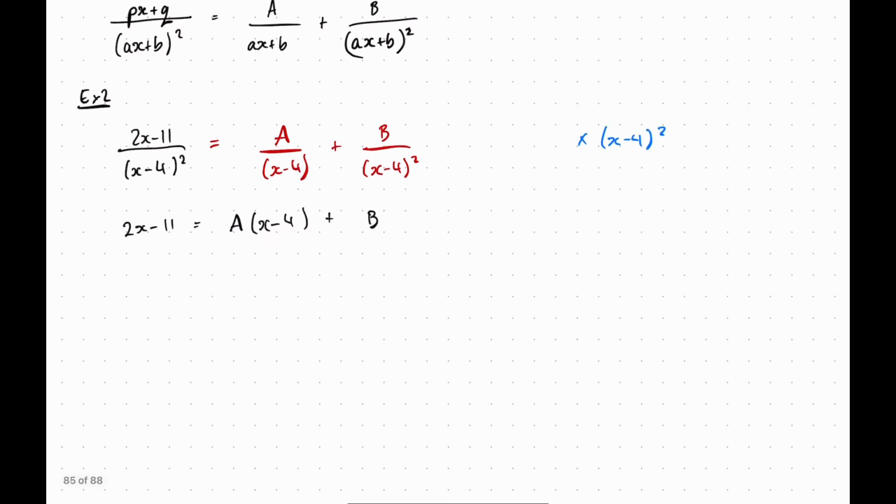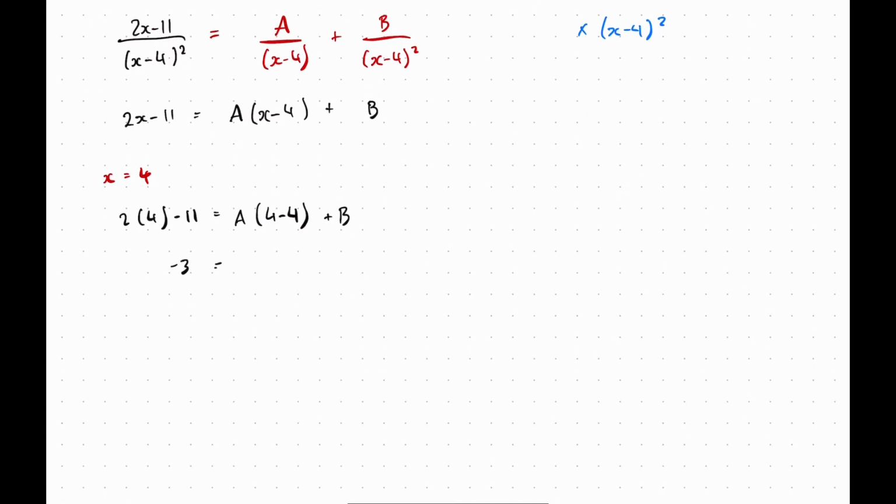Once we're here, obviously there's no way of getting rid of b currently because there's no x term attached to it, so we can't substitute in an x value to get rid of b. So we're just going to substitute in an x value to get rid of the a. So what's the x value that we're going to substitute in? 4. Yeah. So 2 lots of 4 minus 11 is equal to a lots of 4 minus 4 plus b, which gives us minus 3 is equal to b.